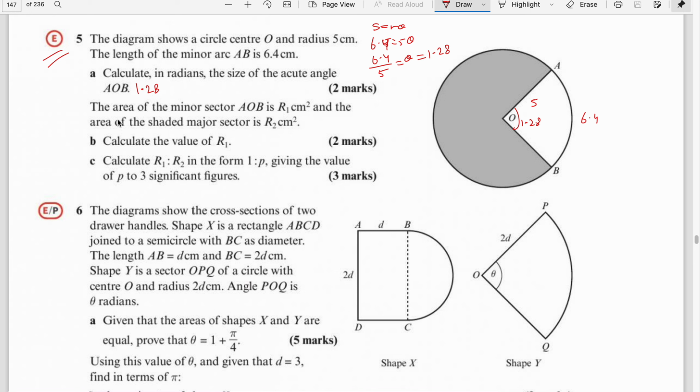So this is 1.28 radians. The area of the minor sector AOB is R1 and the area of the shaded major sector is R2. Calculate the value of R1. So area is 1/2 R²θ, that is 16 in this case.